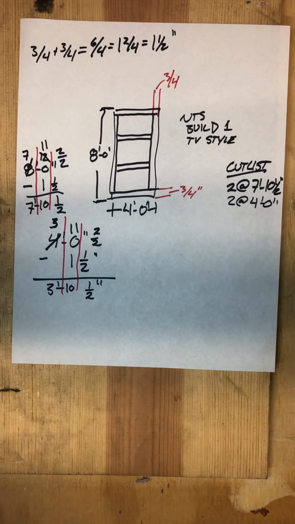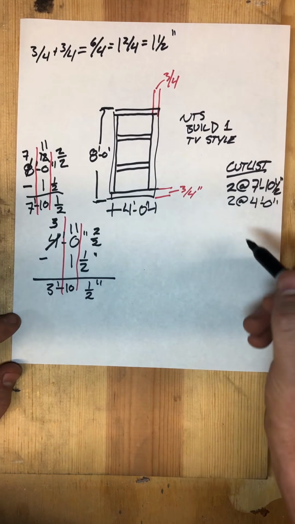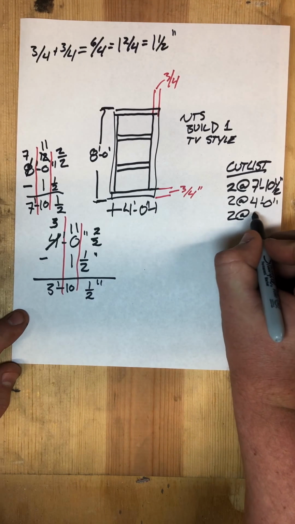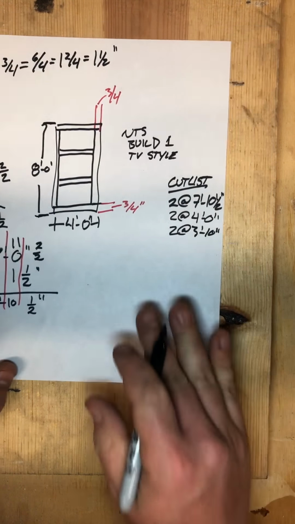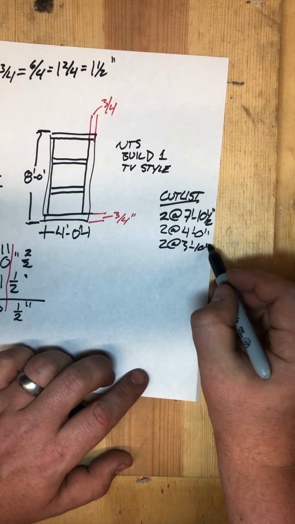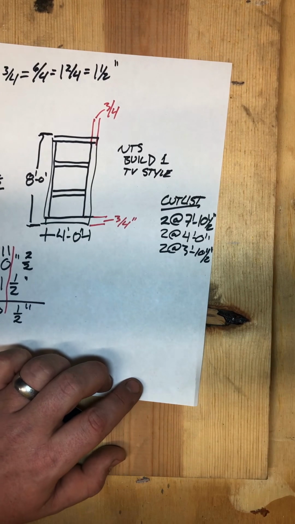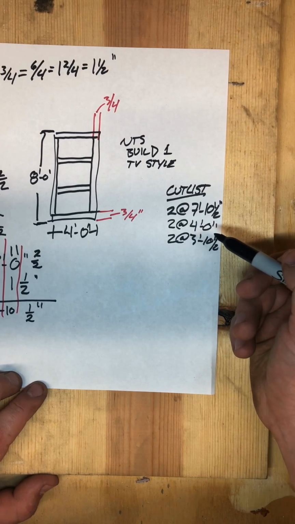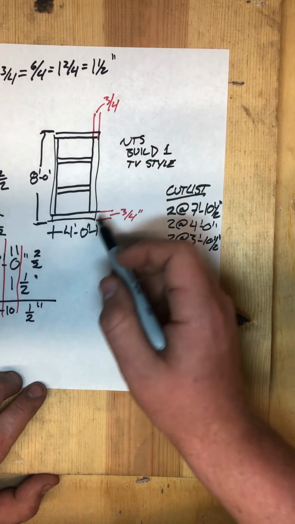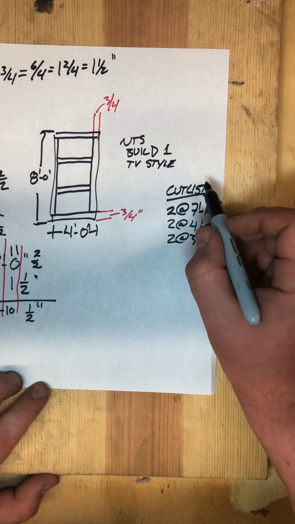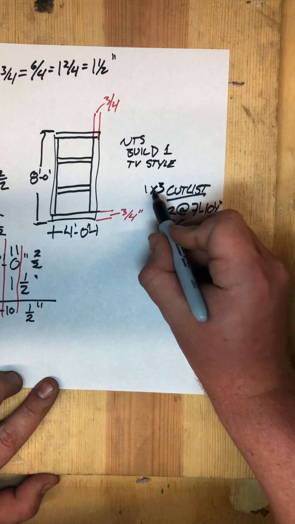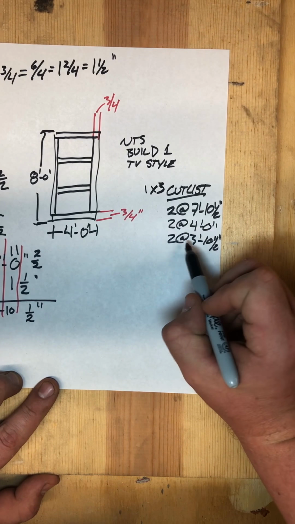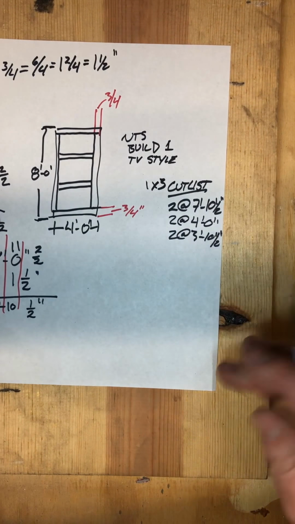So if I go through and I look at my drawing, particularly my toggles, I see that on this one there are 2. So I'm going to put 2 at 3 foot 10 and a half inches. So that is my completed cut list. That's all that I need to know to build this flat. I'm going to cut my 1x3s to 2 at this, 2 at this, and 2 at this. And that's all the more that I need to do.